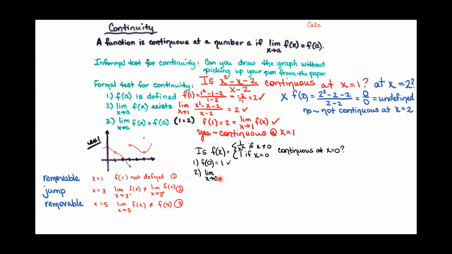I don't care what's going on at the point. I only care about what's going on as I approach the point from the left and from the right. So I don't care what's going on at 0. I care what's going on at 0.1, 0.01, 0.001. All of those values are not equal to 0. So I'm going to use this top piece then for my limit.